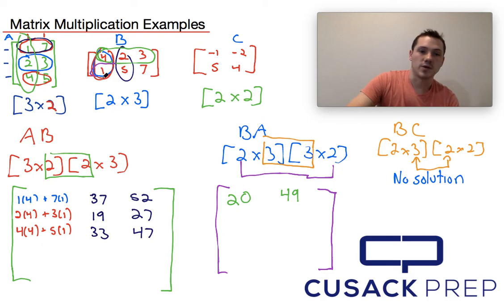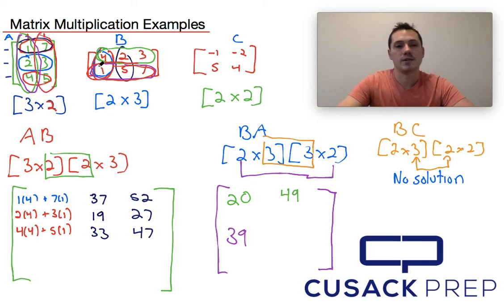Next, I'm going to multiply row 2 of B times column 1 of A. 1 times 1 is 1. 5 times 2 is 10. 7 times 4 is 28. Added together, that's going to give us 39. And finally, if I haven't made enough of a mess up here, I'm going to do row 2 of B times column 2 of A. 1 times 7 is 7. 5 times 3, 15, so that's 22 when added together, and then 7 times 5 is 35, plus 22 is 57.